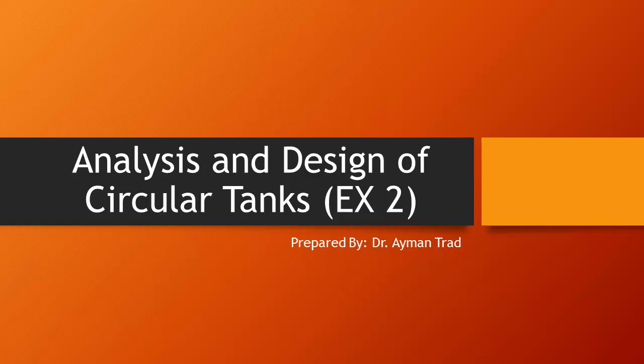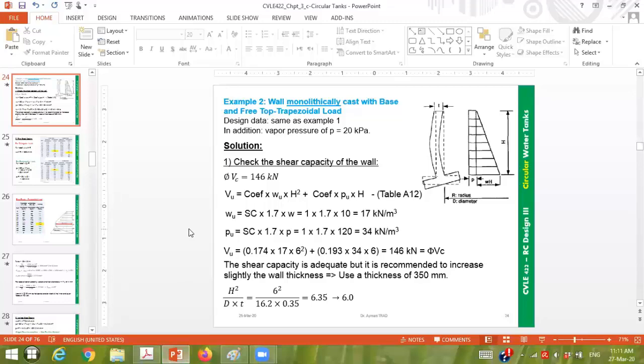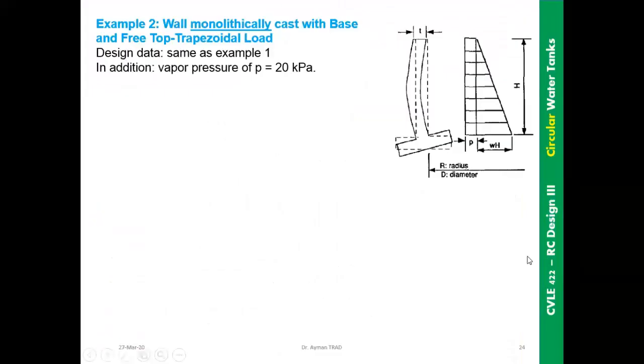Welcome back. We'll pass to our second application regarding the circular water tanks. Here again, like the previous application, the wall will be monolithically cast with the base. So the wall will be cast with the base together, as we said. We'll be unsure about the degree of fixity. Then we'll investigate the extreme boundary conditions between a perfect fix and a perfect hinge.